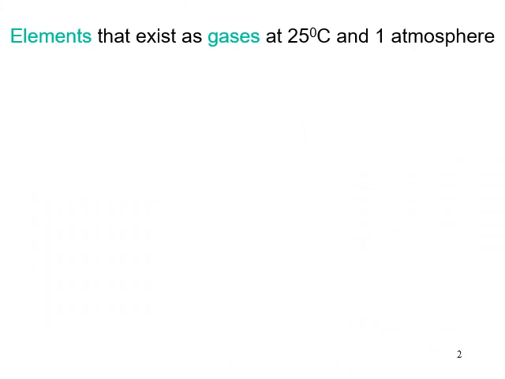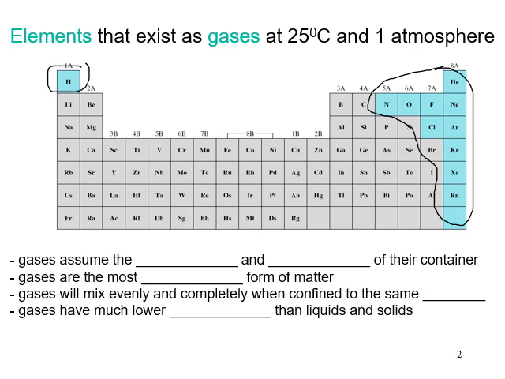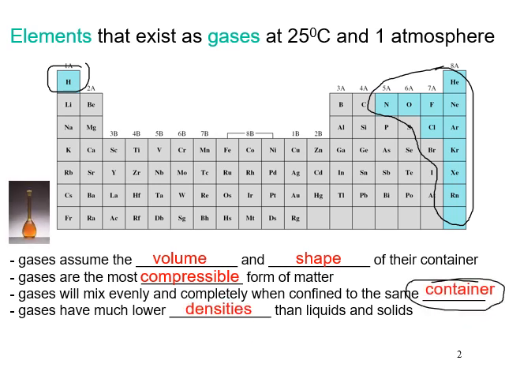Let's look at our first slide here, just talking about elements that exist as gases. Here's your periodic table that shows the elements that exist as gases at 25 degrees and 1 atmosphere pressure. As far as our fill-ins, this is something I would take from your guided reading, and it just gives you some characteristics of gases. They assume the volume and shape of their container. They're the most compressible form of matter. They mix evenly when combined in the same container, and they have much lower densities than liquids and solids. So they're very spread out.